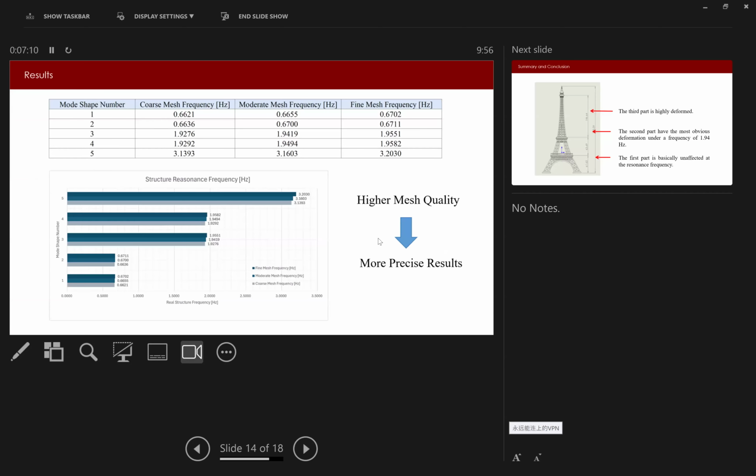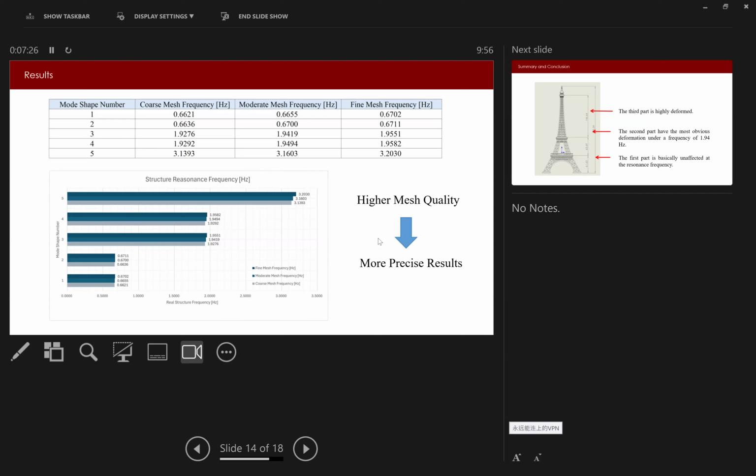And these are our results in numbers. We have all 3 trials of 3 mode shapes with 3 mesh qualities. So we made a box plot to summarize all the results.